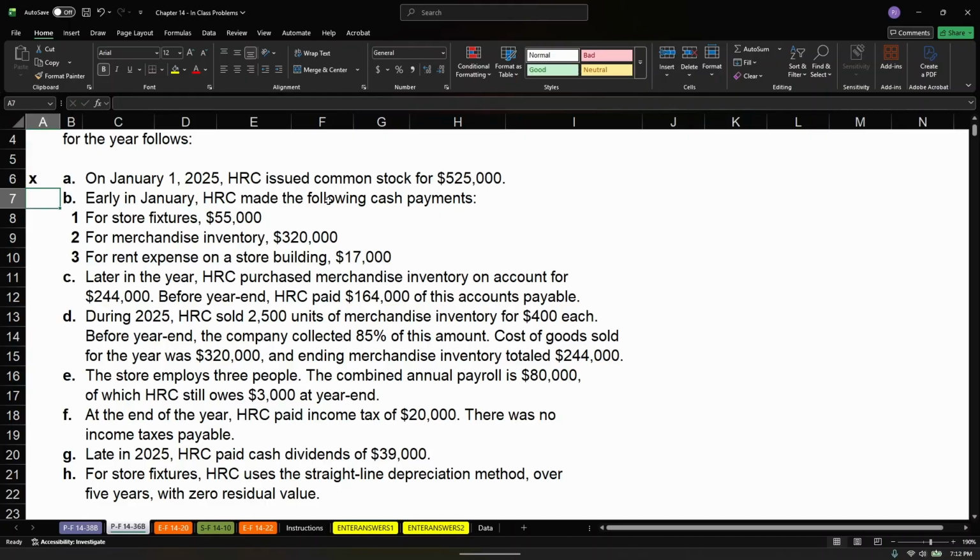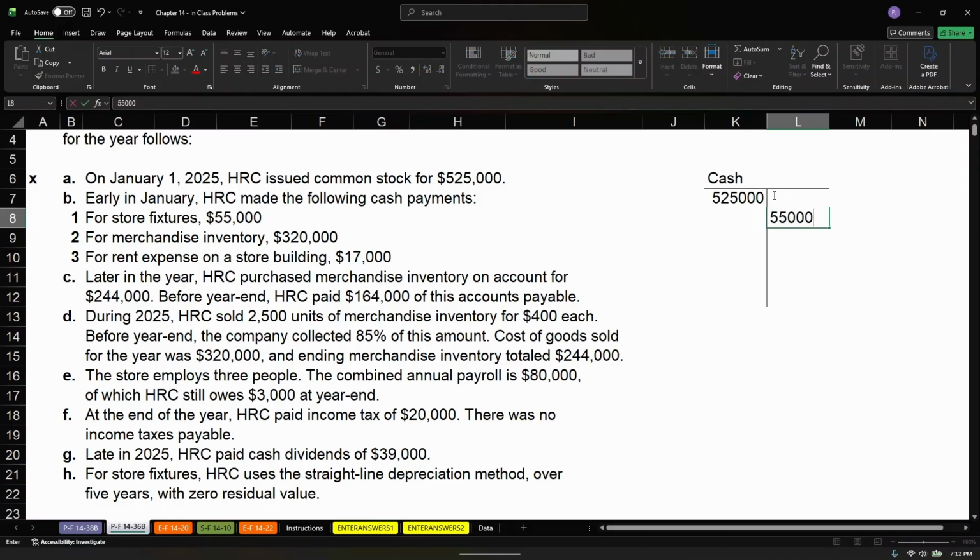Second, early in January, we made the following cash payments. So again, these are all affecting cash too. They're all outflows, but I'm going to, again, not worry about cash for now. Why don't we do this? Let's just do a little T account here. I can do it two ways. We'll do it two different ways. So I have my T account here. So the first one was the inflow of cash, 525,000. The second one is outflows, 55,000, 320,000, and 17,000.